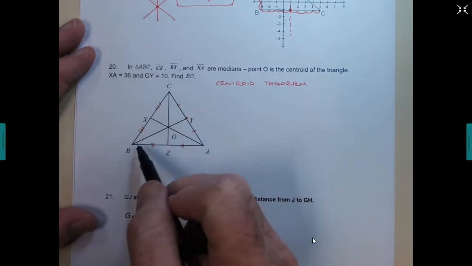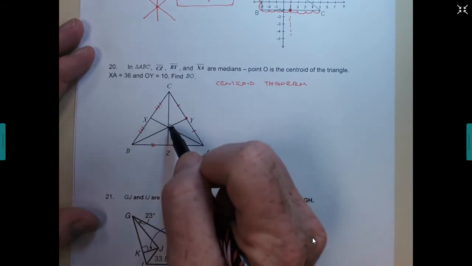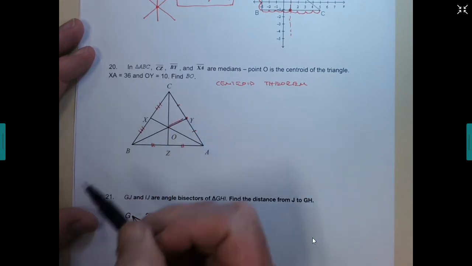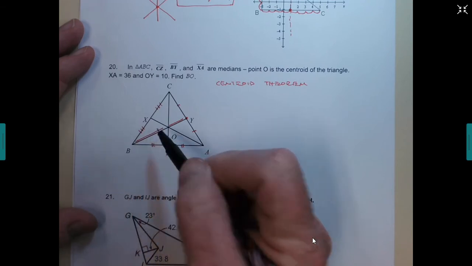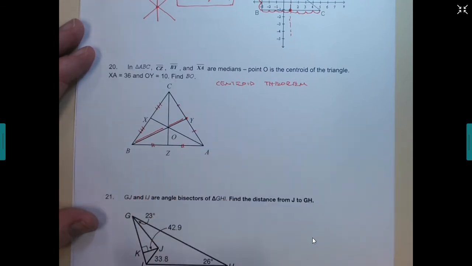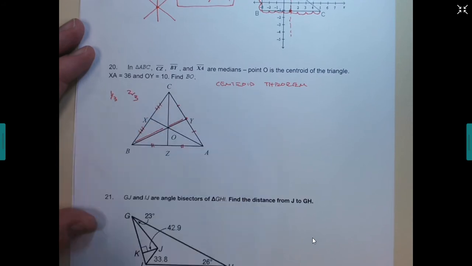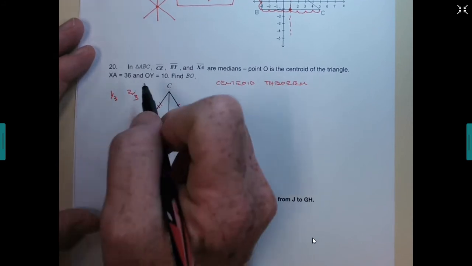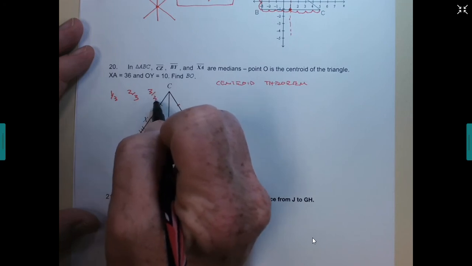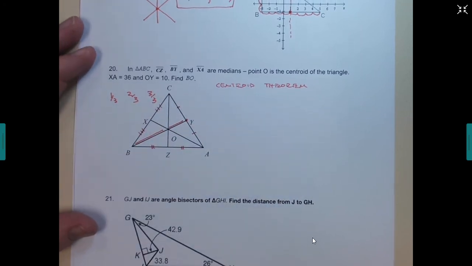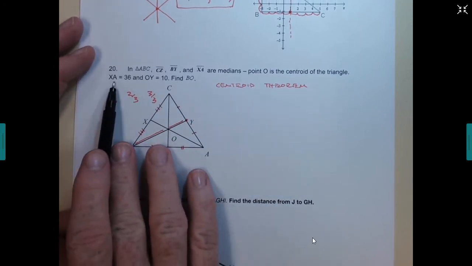That means each one of these medians is going to be cut into a smaller piece and a longer piece. The smaller piece will be 1/3 of the total, and the longer piece will be 2/3 of the total. If you put them all together, we got 3/3. That means all of the pieces. So let's look what they gave us.